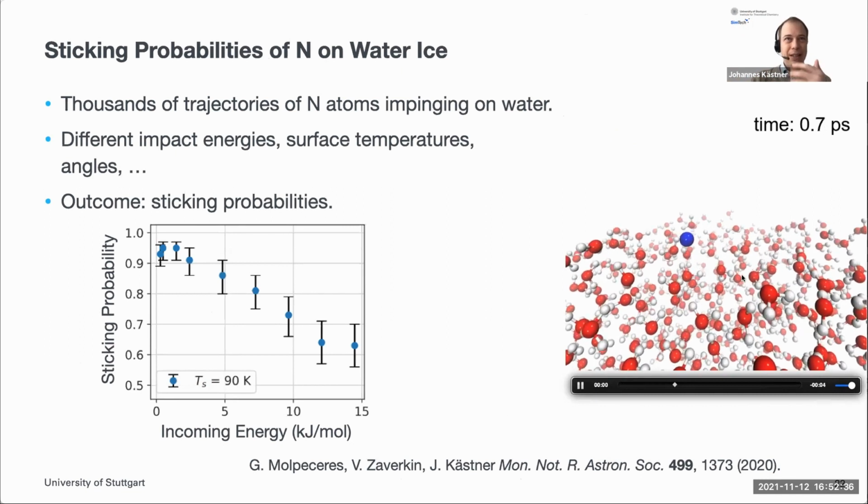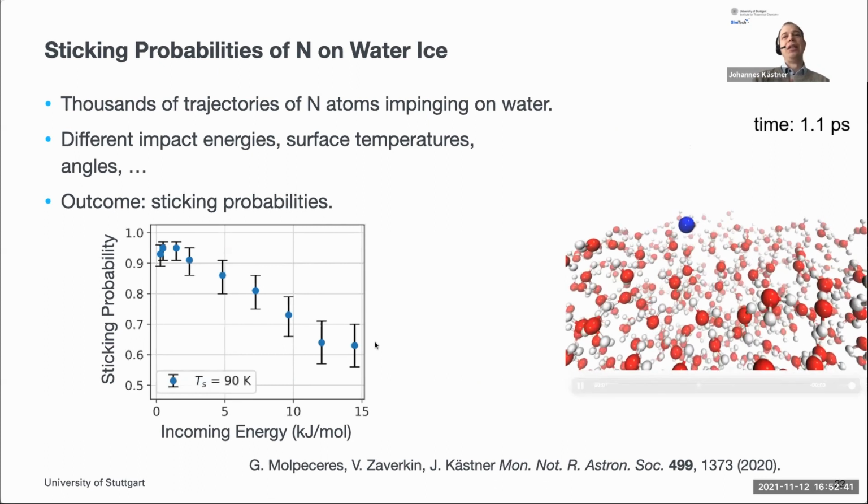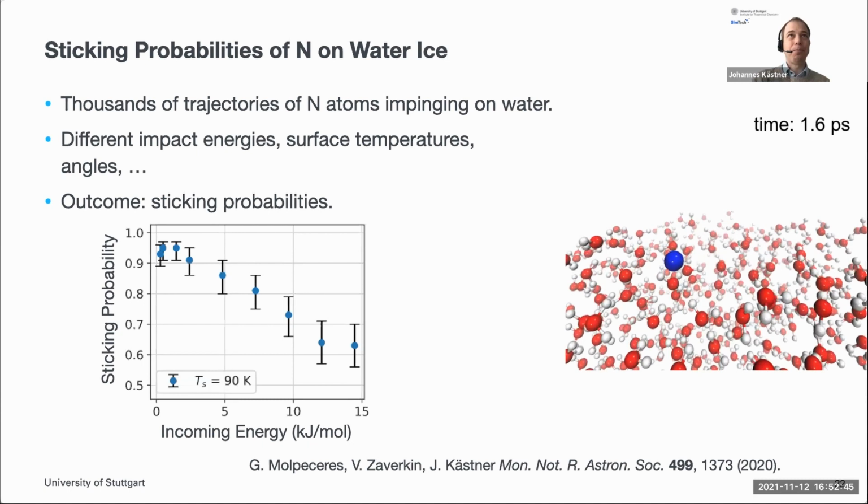This is one trajectory where it in the end stayed on the surface. And these sticking probabilities, depending on the incoming energy, are something that people need in astrochemical models. And that's something we can provide.